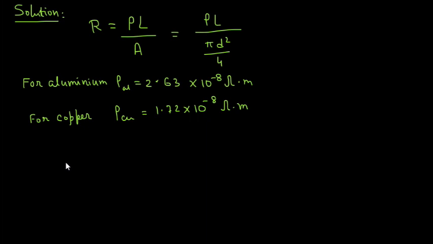Therefore we can write rho by d square is equal to R pi by 4L, which is equal to a constant. From where did we get this value? From this equation we got. If we solve it, we will get this value, and this is constant.